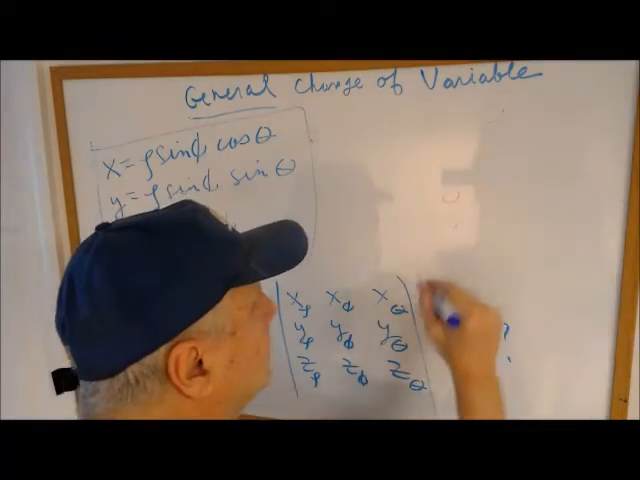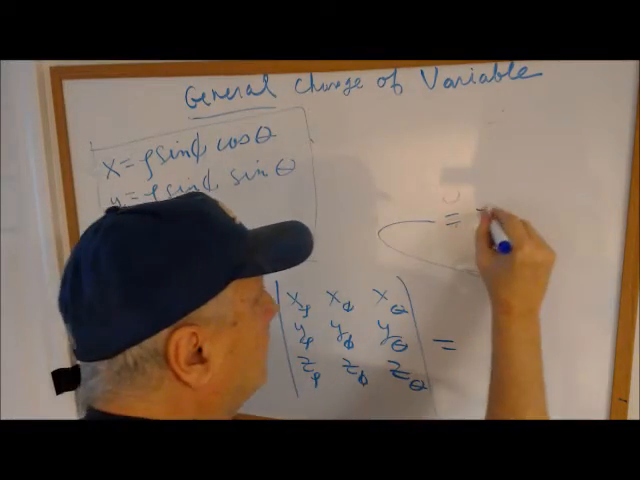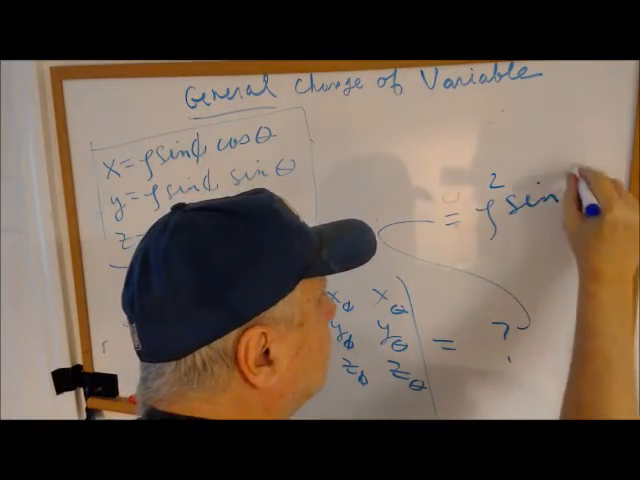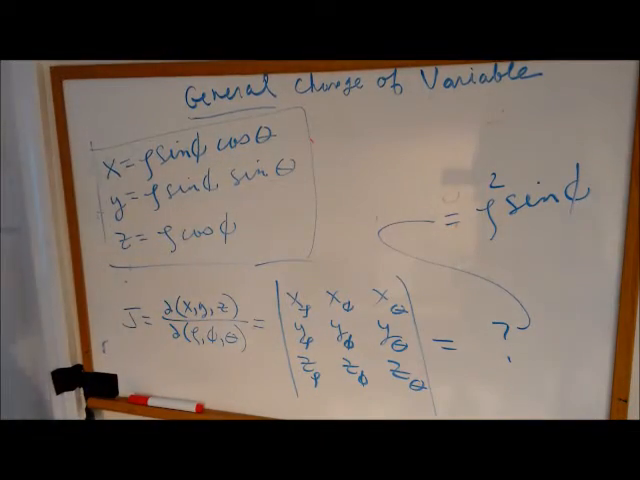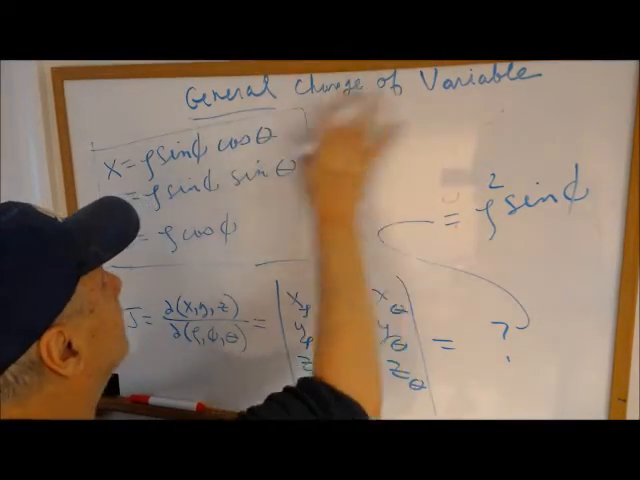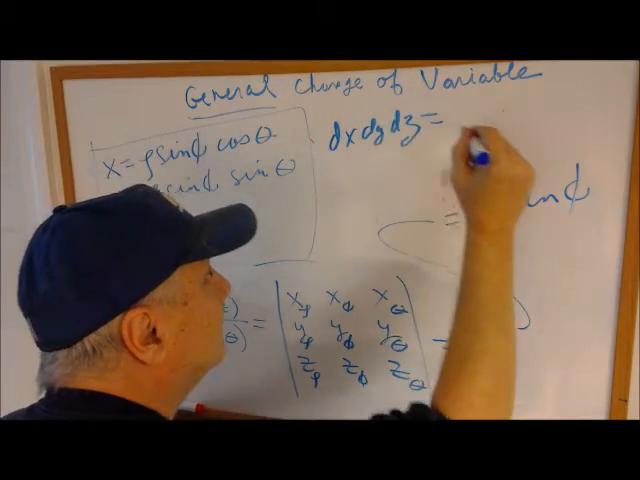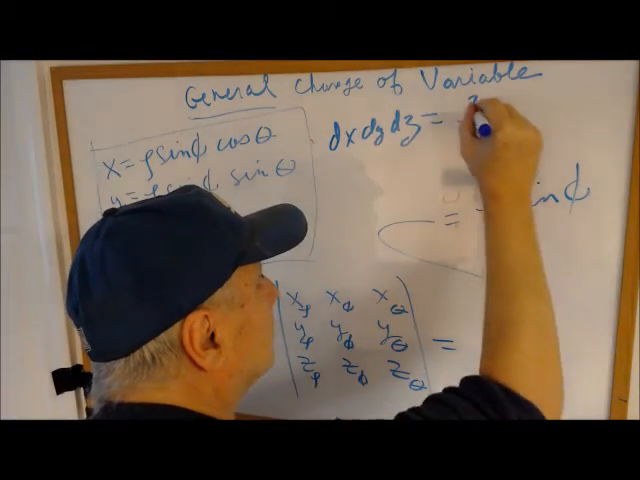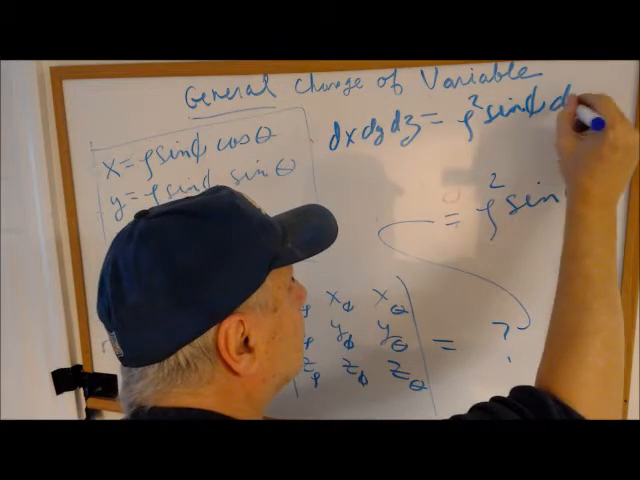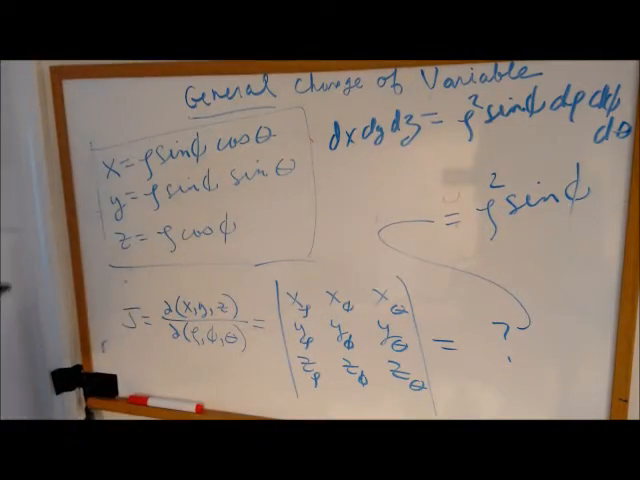And about 30 minutes later, the answer is going to be rho squared sine phi. And if you remember from the previous lecture, for spherical, dx dy dz was equal to rho squared sine phi d rho d phi d theta. Okay, so that's general change of variable using Jacobian.